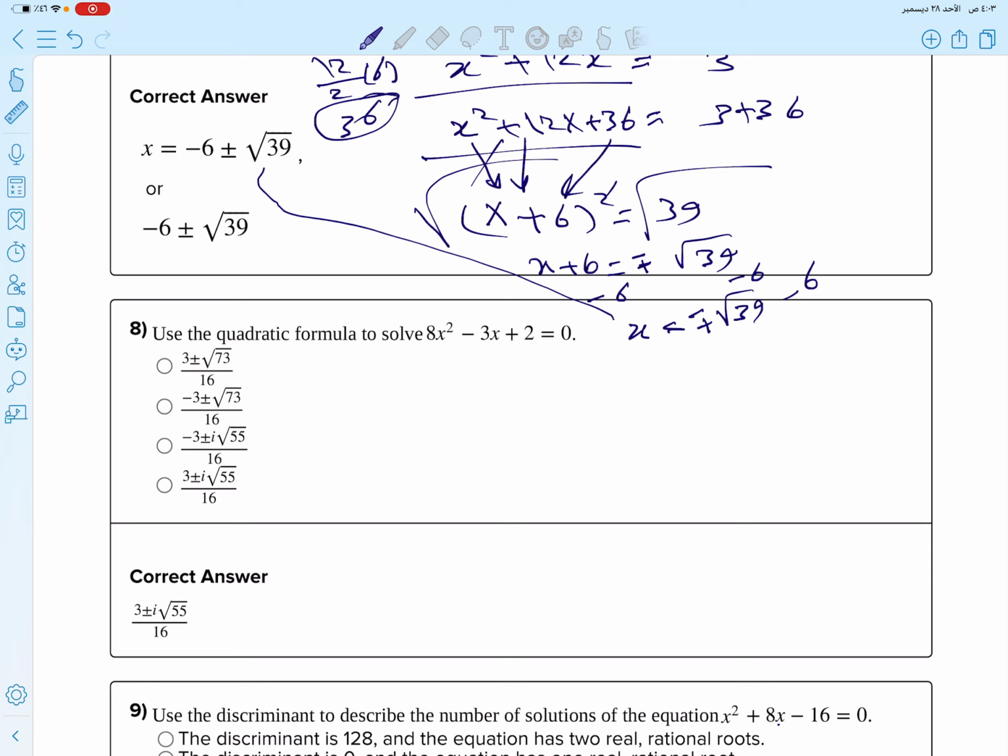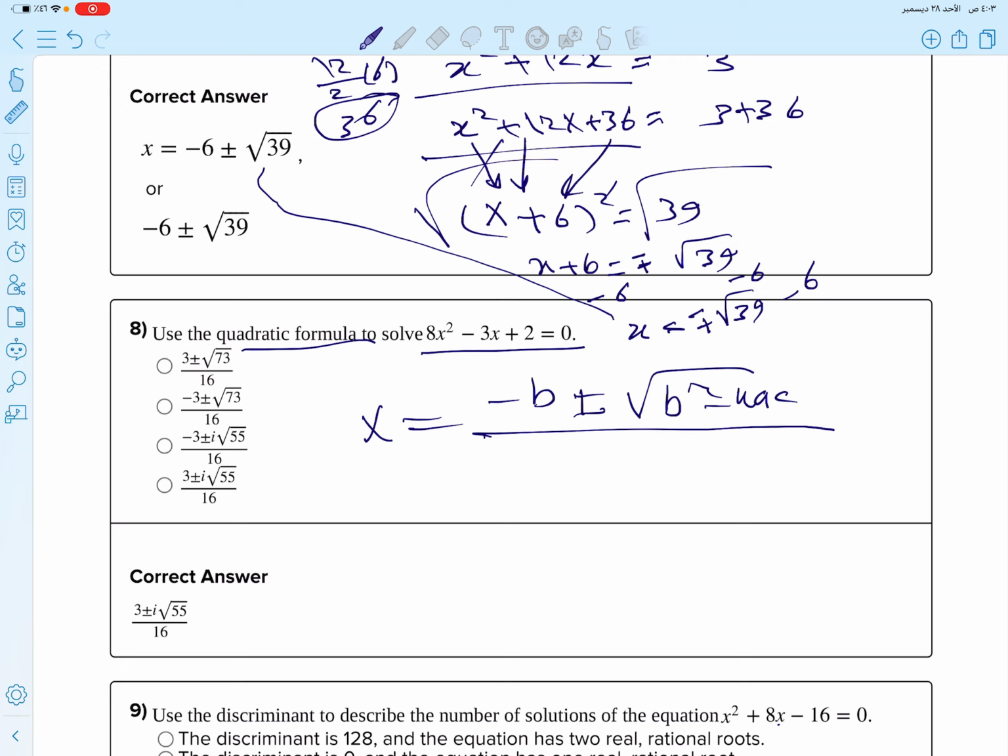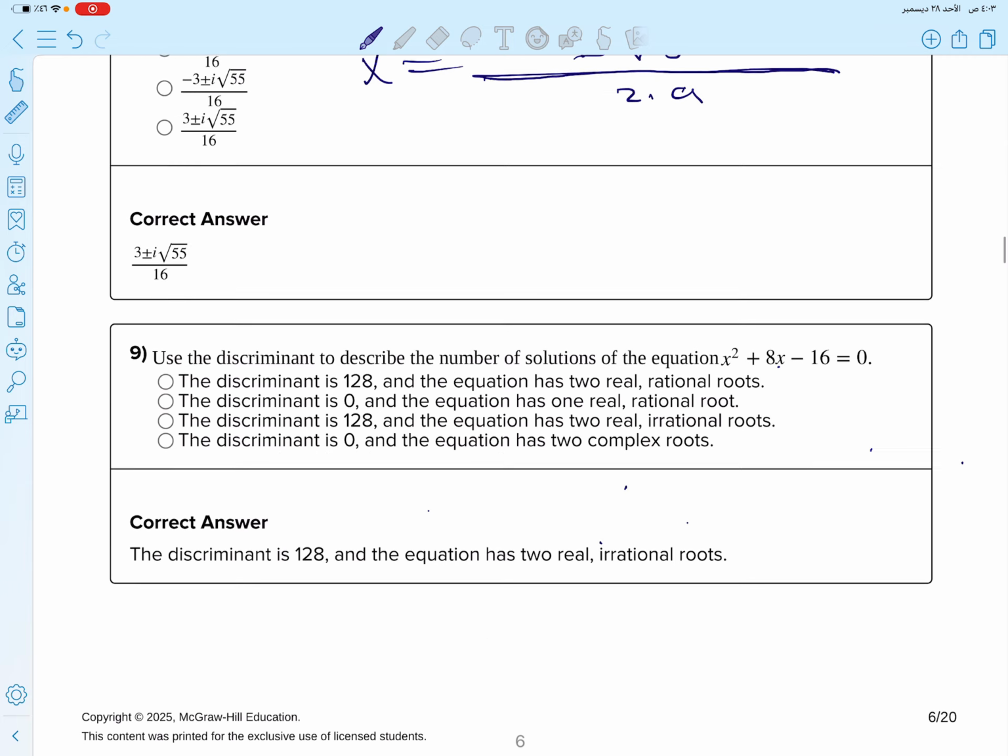Use the quadratic formula to solve 8x squared minus 3x plus 2 equals 0. Using the quadratic formula, x equals, don't forget it, you have to keep this in your memory. Don't forget this: negative b plus or minus the square root of b squared minus 4ac, over 2 times a. I just need to substitute the numbers here, because a equals 8, b equals negative 3, and c equals 2. Plug it in the formula and find the answer.